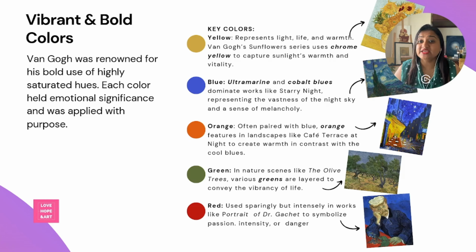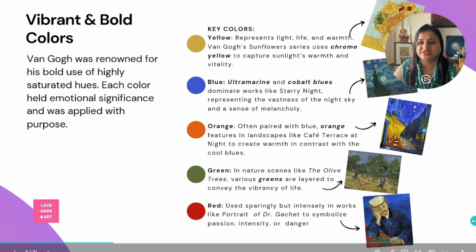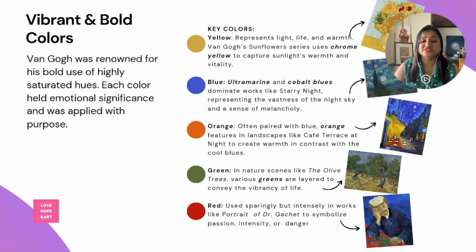Some of the key colors that he used were yellow, which represents light, life, and warmth. In Van Gogh's Sunflowers, you can see he used a series of chrome yellows to capture the sunlight's warmth and vitality. Coming on to the next colors, ultramarine and cobalt blues dominated in his works like The Starry Night, representing the vastness of the night sky and a sense of melancholy.